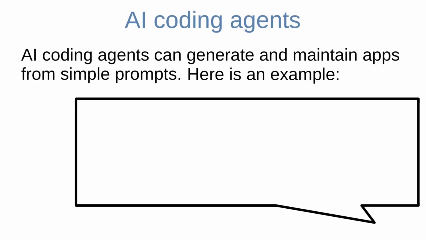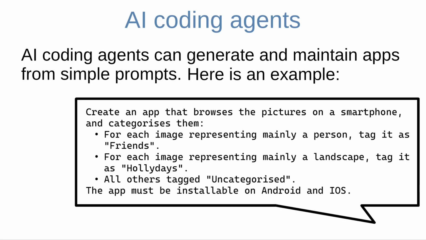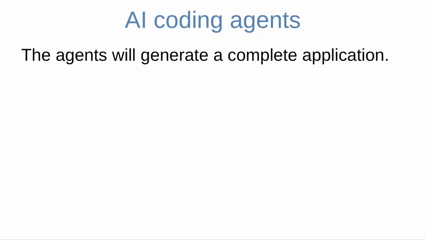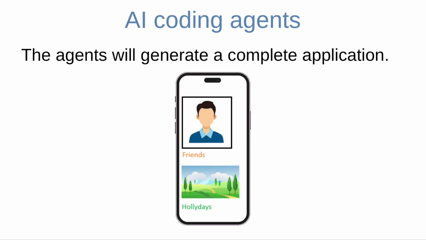Here is an example. Create an app that browses the pictures on a smartphone and categorizes them. For each image representing mainly a person, tag it as friends. For each image representing mainly a landscape, tag it as holidays. All others tagged uncategorized. The app must be installable on Android and iOS. As a direct result of the prompt, the AI coding agents will generate a complete application, immediately and automatically.